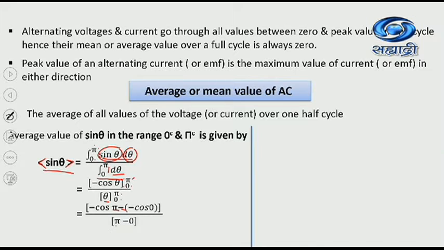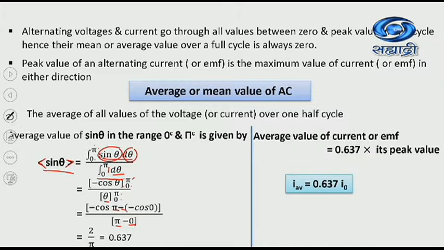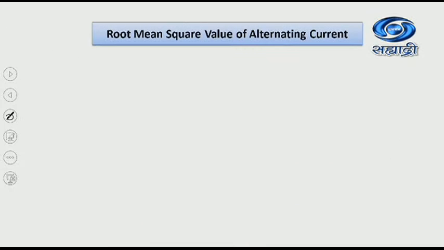To the denominator, theta we are replacing by pi, the upper limit, minus theta replaced by the lower limit, that is 0. So we get the average value of sin theta equal to 2 upon pi. With this, you get the average value of sin theta equal to 0.637. So the average value of current or EMF is equal to 0.637 times its peak value. So the average value of the current, which is represented by I average, is 0.637 times the peak value of the current, and the average value of EMF is 0.637 times the peak value of EMF.